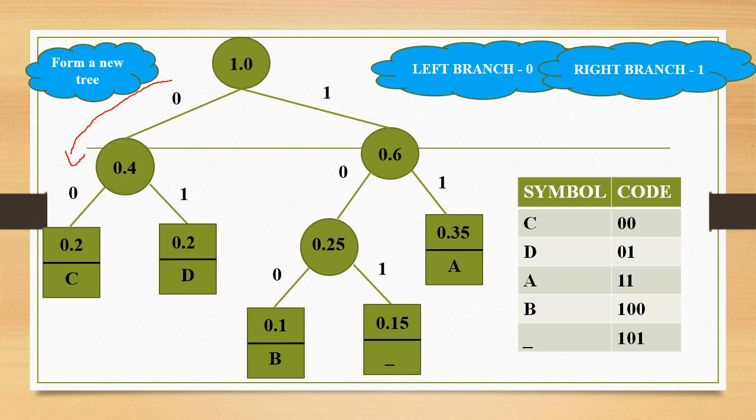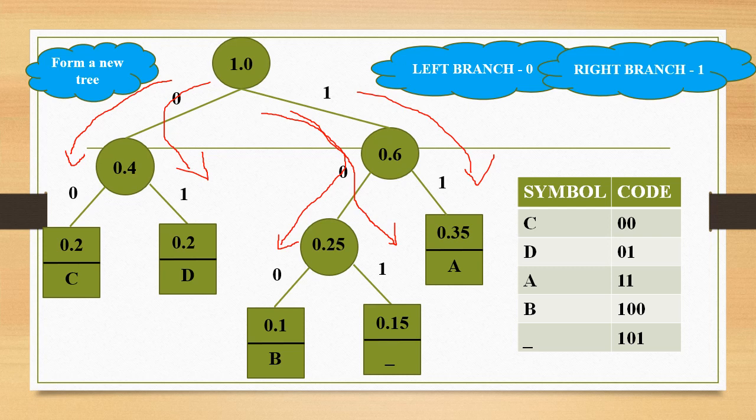For D it is this way. What are all the code words it comes across? 0, 1. For B it is this way, so it is 1, 0, 0, isn't it? For A it is this way. From root to A, what are all the code words it comes across? So it is 1, 1. And for underscore it is 1, 0, 1, isn't it? So I have found my code words.